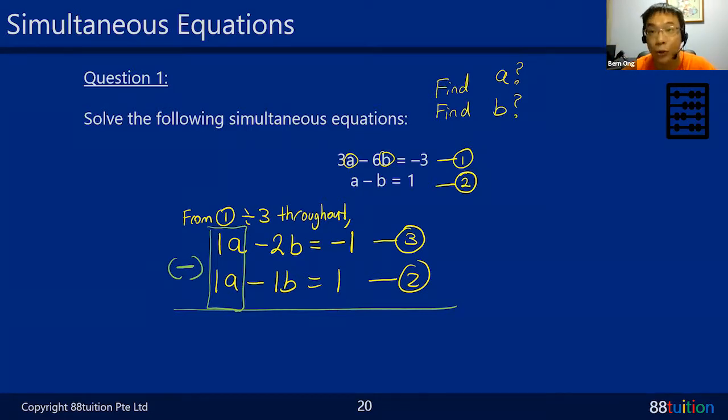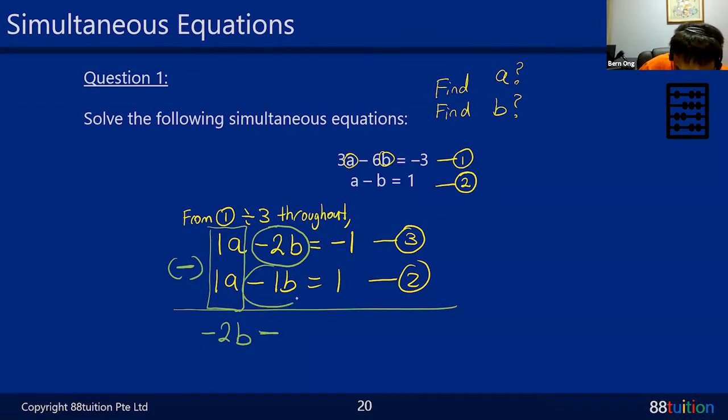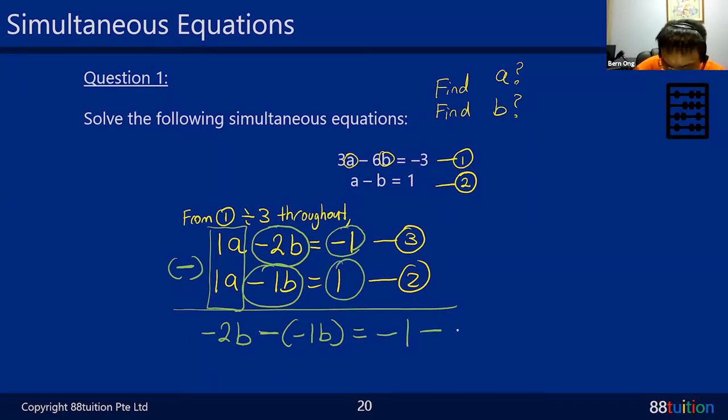Yes. Now for the b, be careful. This minus belongs to 2b, so you write it as minus 2b minus the negative 1b. You take the top minus the bottom. Minus 2b minus 1b is equal to the top, which is a negative 1, minus the bottom, which is a 1.